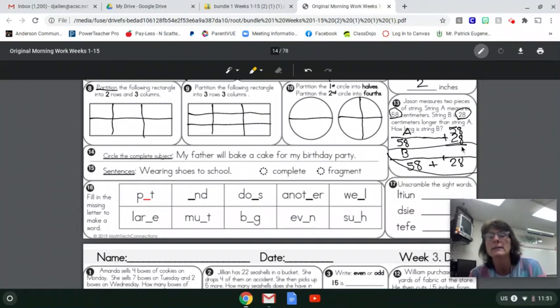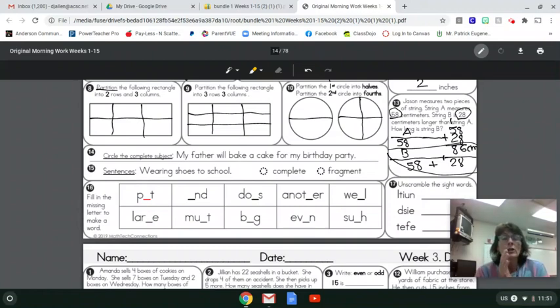8 plus 8 is 16. I'm going to put my 6 down there and carry that 1 up there. 5 and 1 is 6, and 2 more is 8. So that string B is 86, and I need a word or a label, and I'm just going to put a cm after it for centimeters. And that ends our math part of morning work.